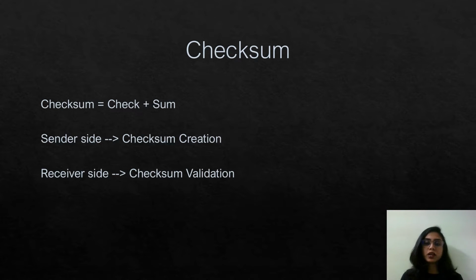We will be learning about how the checksum is going to be created and how it is going to be validated. So obviously on the sender side the checksum is created and on the receiver side the checksum is validated. After validation, if the receiver finds that there are no errors, then the packet or the data is accepted. Otherwise, the data is rejected.